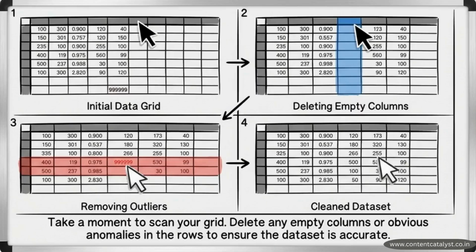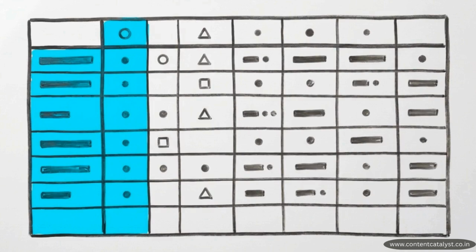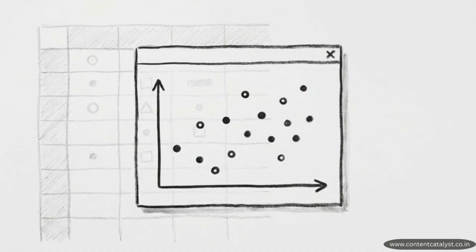Take a moment to scan your grid. Delete any empty columns or obvious anomalies in the rows to ensure the dataset is accurate. Correctly defining your axes and cleaning your data right here at the start prevents major graphical errors down the line. With your spreadsheet prepared, highlight the exact data columns you want to visualize. Head back up to the top menu, click Plot, and select a basic graphing option like Scatter. The spreadsheet is immediately replaced by a new pop-up window, displaying a rudimentary 2D graph of your plotted points.